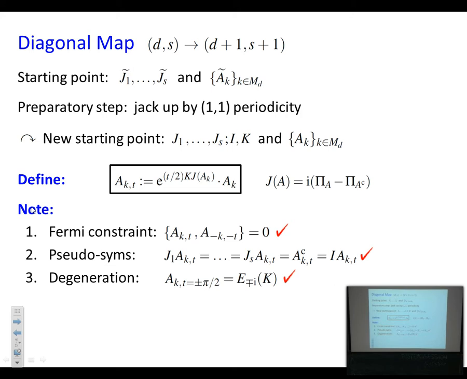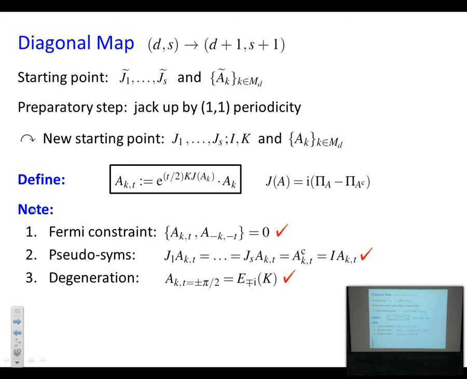The variable fiber satisfies the old pseudosymmetries that we started with, plus a new pseudosymmetry that comes from this generator, which we invented by using 1-1 periodicity. And the third point is that the fiber at t equal to plus or minus a half degenerates. It becomes the eigenspace of the imaginary pseudosymmetry with eigenvalue minus 1 or plus 1.